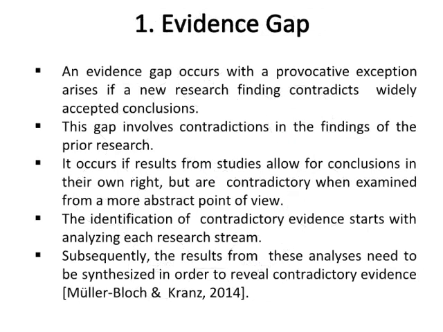Number 1 is evidence gap. An evidence gap occurs when a provocative exception arises, if a new research finding contradicts widely accepted conclusions. This gap involves contradictions in the findings of the prior research. It occurs if results from studies allow for conclusions in their own right, but are contradictory when examined from a more abstract point of view.